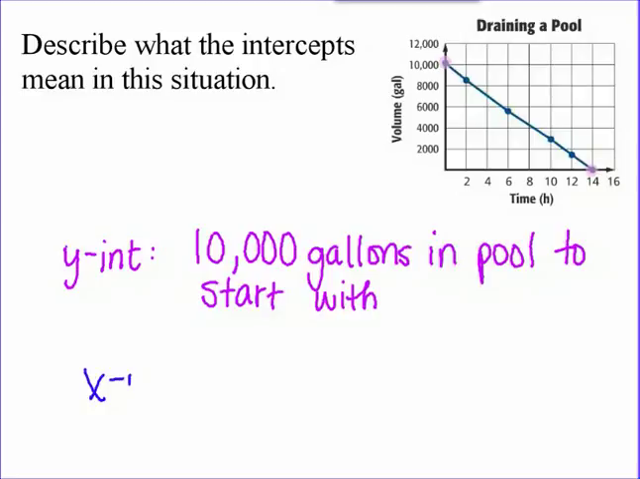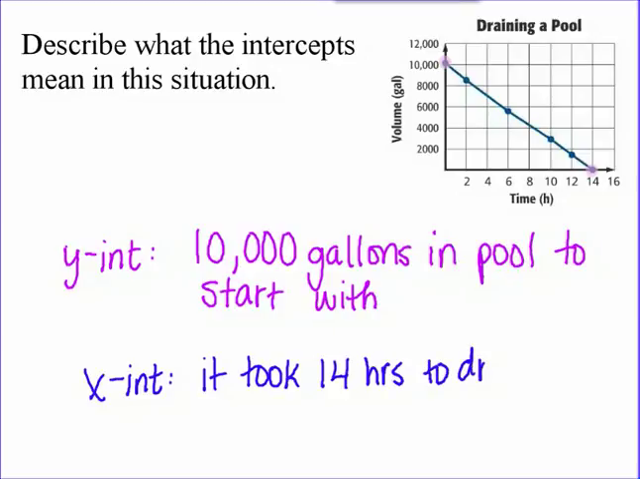What does the x-intercept tell us? How long? 14 hours. It took 14 hours. 14 hours to do what? Drain the pool. To drain the pool. So that's how you would answer a question like that. You just kind of have to look and interpret.